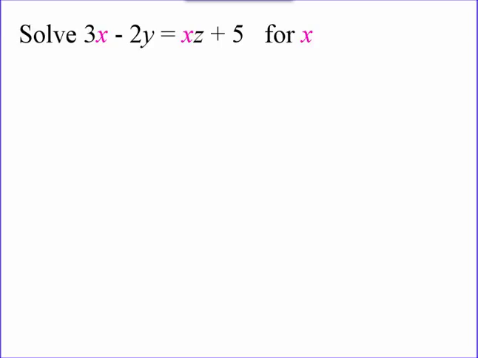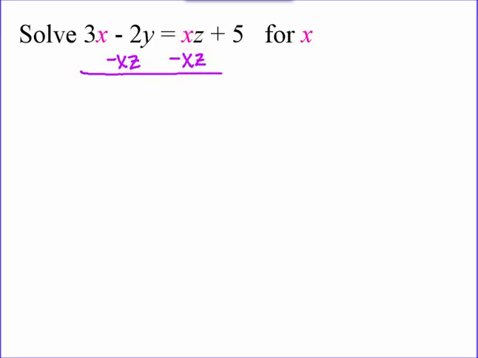Combine them. So to combine them, what do I know I need to do? Add 3x. I need to have them on the same side. So our first goal, get all the x's onto one side. Everything else needs to be away. So what I'm going to go ahead and do is move the xz over here to the left.